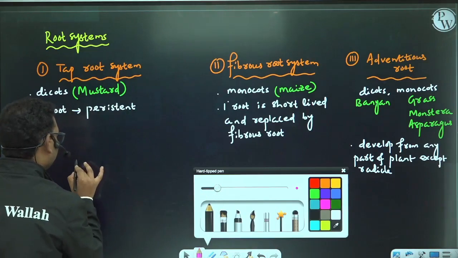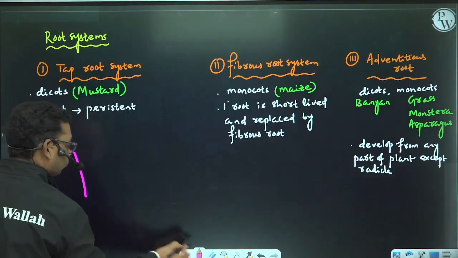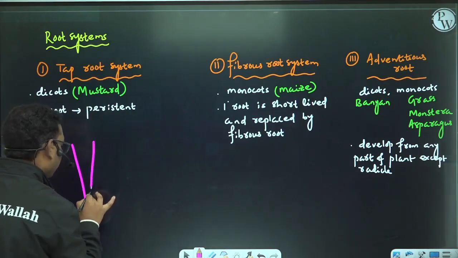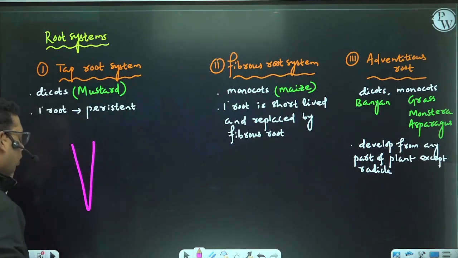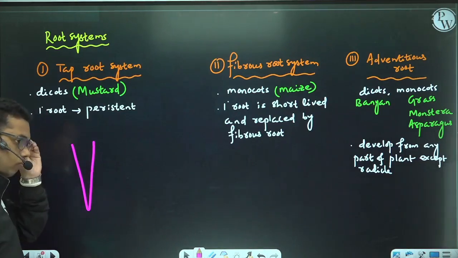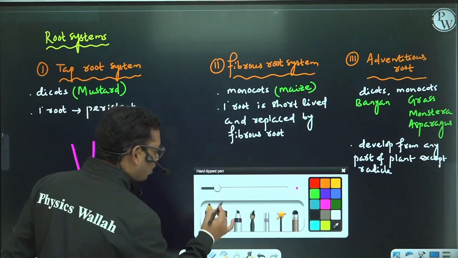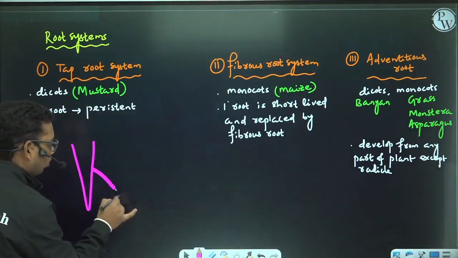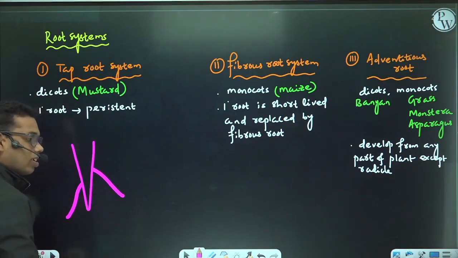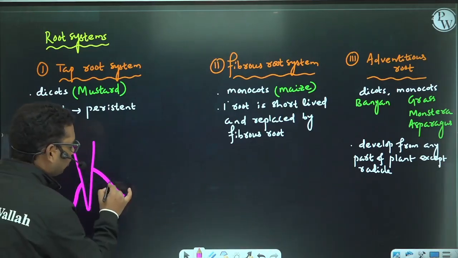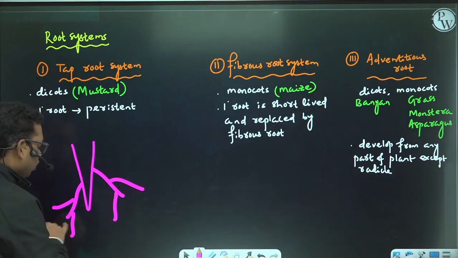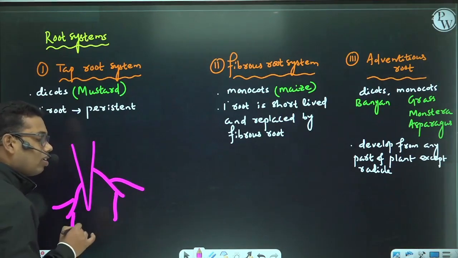Suppose this one is the primary root. Now this primary root will show branching. From here the secondary roots will develop, the lateral roots. This is a lateral root, this is also a lateral root. This is primary, this is secondary, and the secondary root will further undergo branching to produce the tertiary roots. The tertiary roots will further undergo branching to form the rootlets.